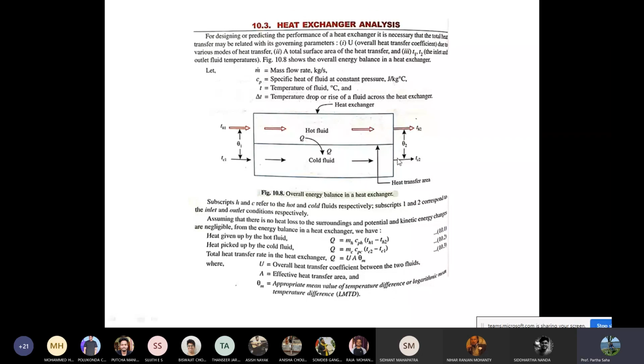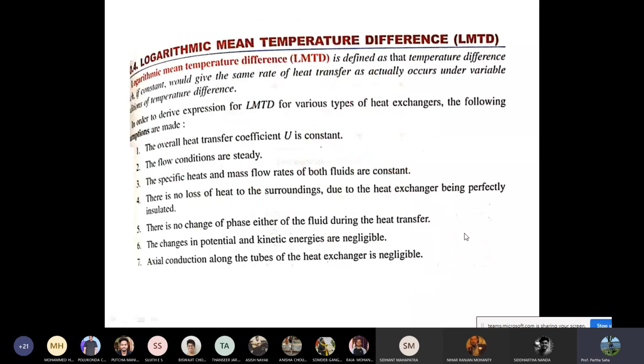Okay, so how this has been derived, that we are going to look at. So let's look into that. The logarithmic mean temperature difference, which is most important, is defined as the temperature difference which, if constant, would give the same rate of heat transfer which actually occurs under the variable condition of temperature difference. So the amount of heat transfer which is going to happen between the hot and cold fluid can be expressed by this logarithmic mean temperature difference.